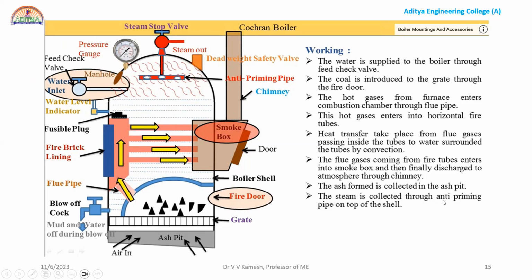The steam is collected through the anti-priming pipe on the top of the shell. As we discussed earlier, the purpose of this anti-priming pipe is to remove any water particles that are existing in the steam, because we want to have dry saturated steam to hit the steam turbine blades. Okay.